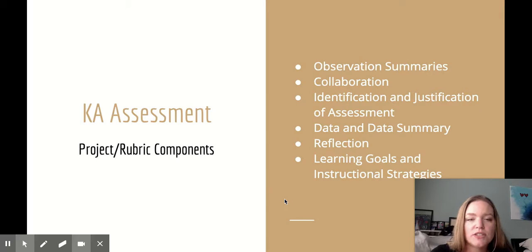The next section is actually a two-parter. It's the data itself and then a data summary, which basically is the explanation of the data. The next part is the reflection of the process itself, and then there's a big component of this, which is learning goals and instructional strategies, and that piece has smaller subcomponents that we'll also get into.